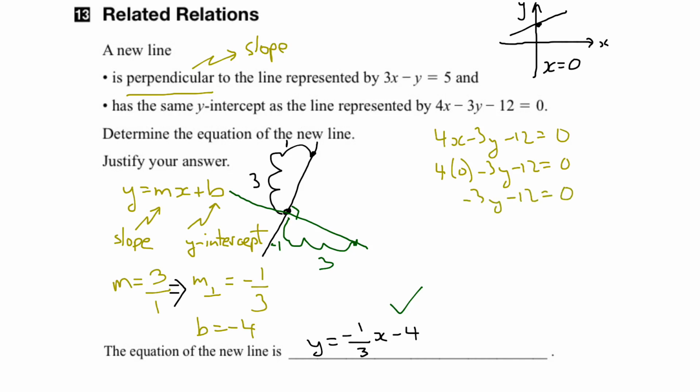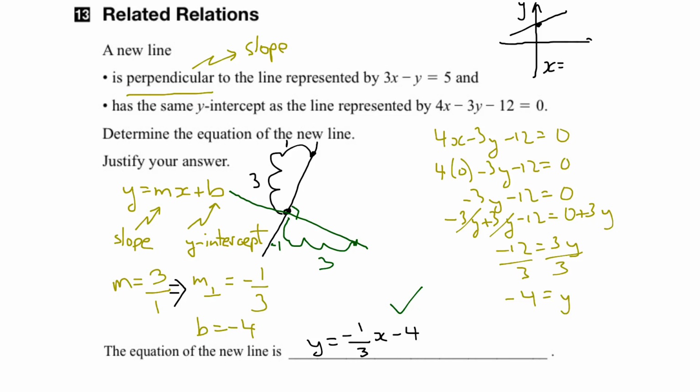I'm going to isolate the y, so I'll add 3y to this side. Plus 3y minus 12 equals 0 plus 3y. I have to add 3y to the other side as well. Those cancel. Minus 12 equals 3y. Then we can divide both sides by 3, and we end up with y equals -4. So that means our y-intercept is -4, or the point (0, -4).